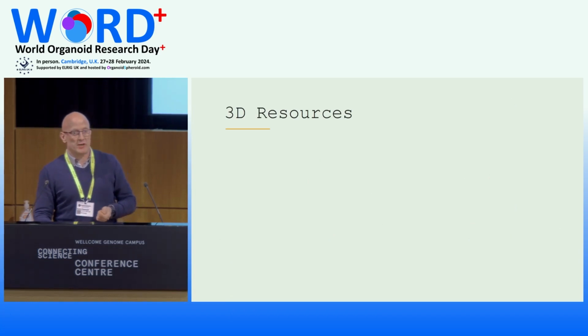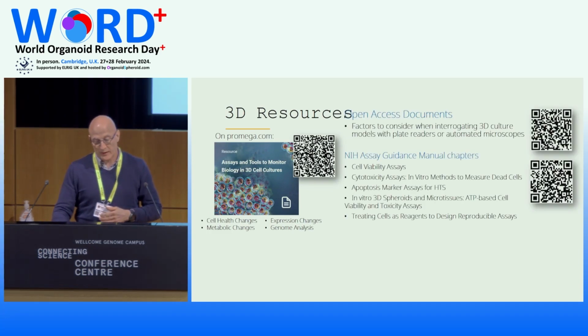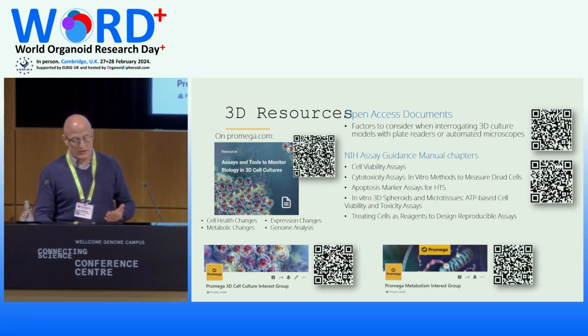So for further information on our assays, I would ask you to visit the Promega 3D cell culture website. We also have open access documents, and we have some chapters in the NIH Assay Guidance Manual. If you're interested, we also have a 3D cell culture interest group on LinkedIn, and a metabolism interest group on LinkedIn too.